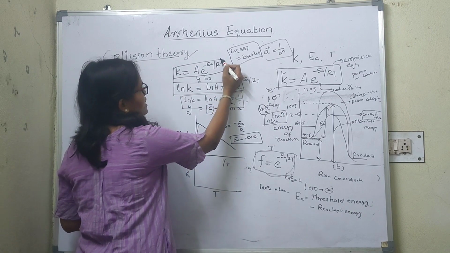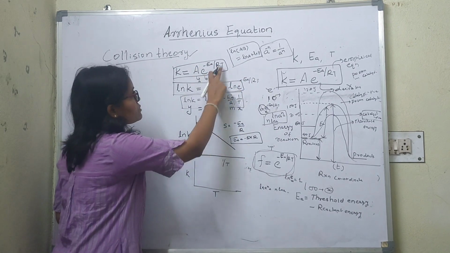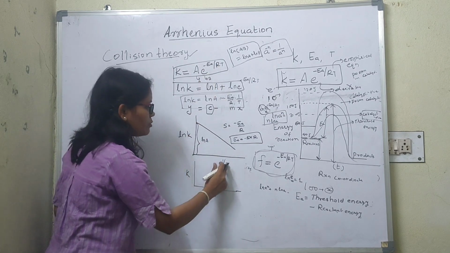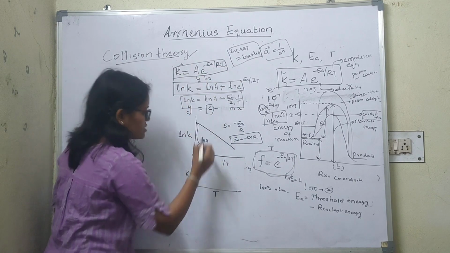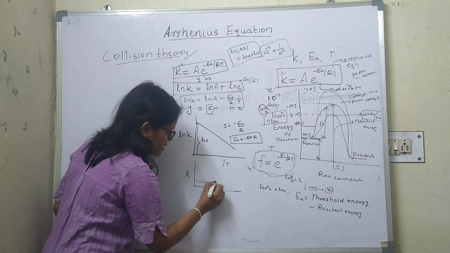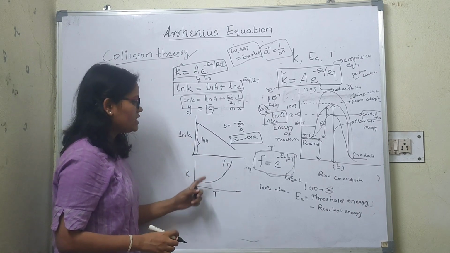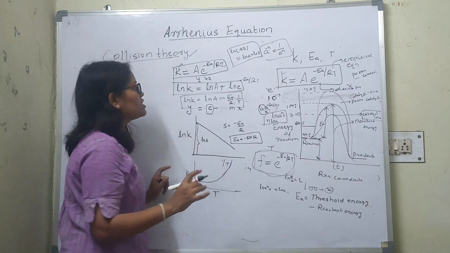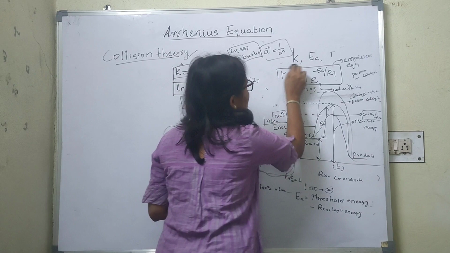What happens if T increases? Rate of reaction will increase, right? And this is an exponential equation. This is an exponential term. So the graph will be exponential, and if T increases, this term will increase. So the graph will be something like this, an exponentially increasing curve. The graph between K and T will look something like this. Now the third form is the integral form. I think I'll do it here.